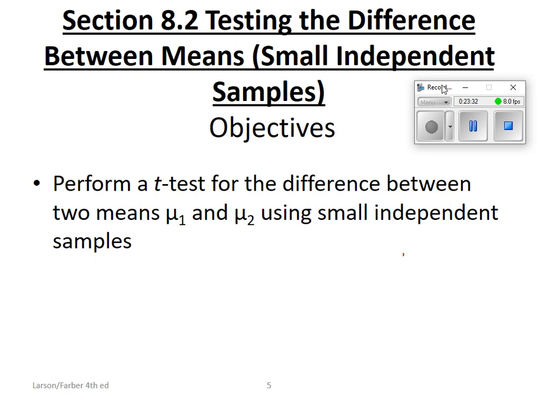Alright, I'll try to have those quizzes back to you next class. What we're gonna cover today, I'll just write the title down. Testing the difference between two means for small independent samples. Small independent samples. Last time we did large dependent. Now we're doing small independent.